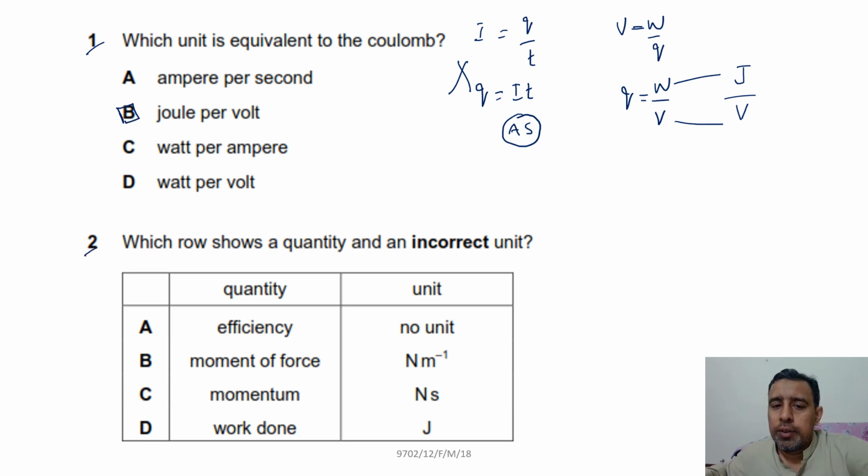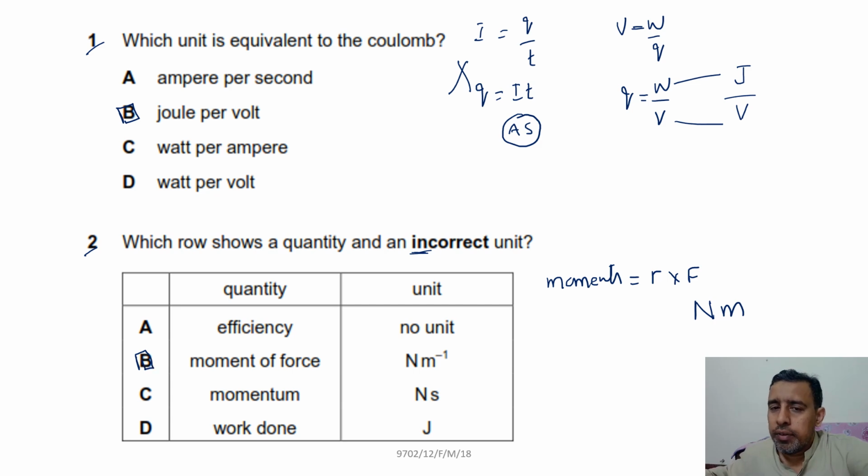For question number 2, which row shows a quantity and an incorrect unit, not the correct, incorrect unit. Efficiency, yes, correct, no unit. Moments of force is Newton meter. Moments of force you can say R into F, so its unit is Newton meter, not Newton per meter. So it is the incorrect unit, that's why this is the right option.